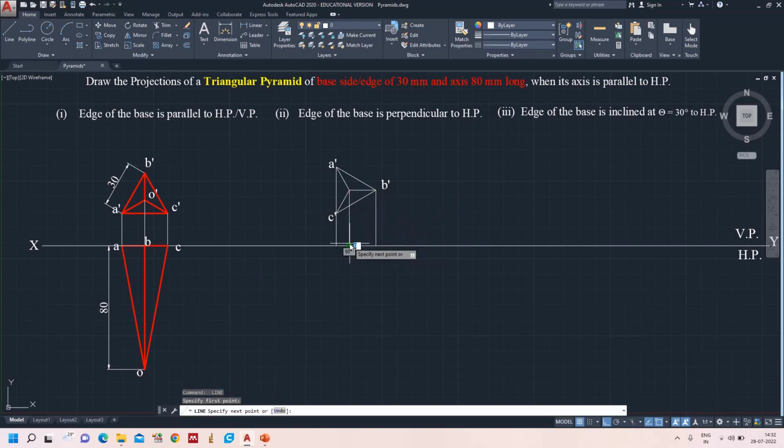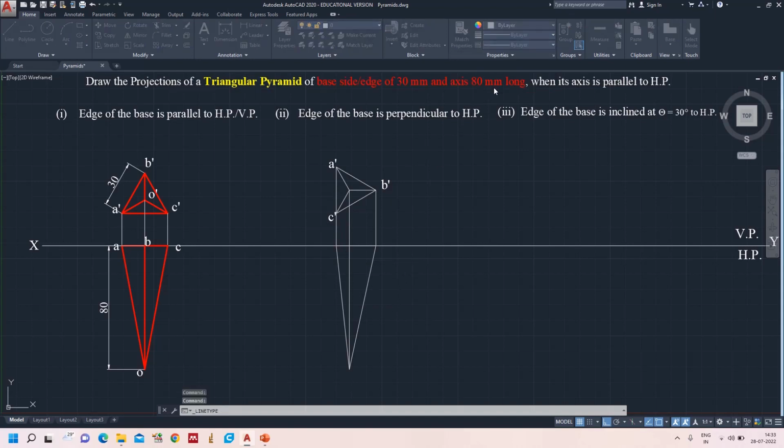Yeah, now again the axis is 80 mm. Connect this one. These are the triangular faces, and now I am drawing the base of the pyramid. Okay, now if you see, the AO and CO will be on the same line. The projector is on the same line. AO and CO will be on the same line, whereas BO, this one, and coming to this point is called the axis.